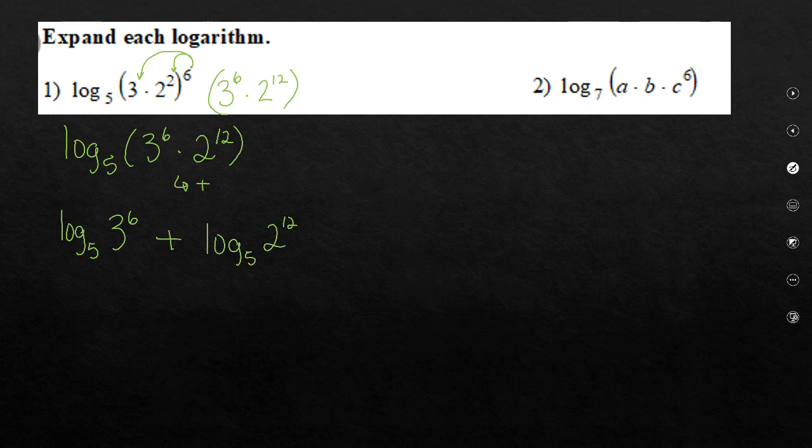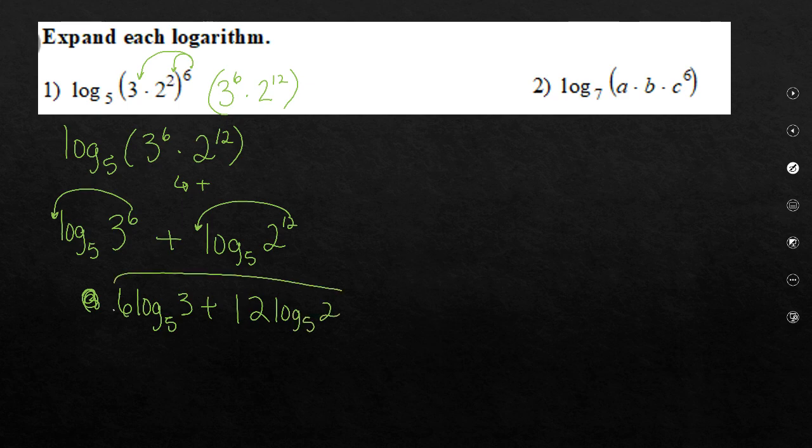And then our last thing to fully expand is to take those powers and make them become coefficients in front of each of the individual terms. So it will become 6 multiplied by log base 5 of 3 plus 12 multiplied by log base 5 of 2. That is as expanded as that first example can get, no farther.